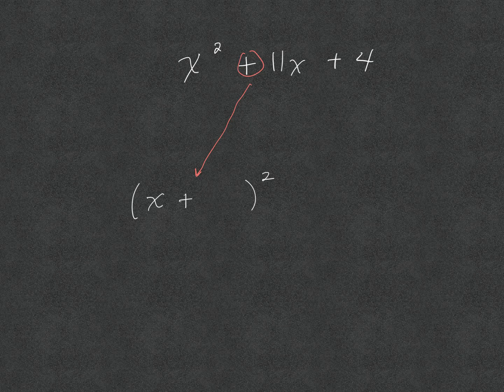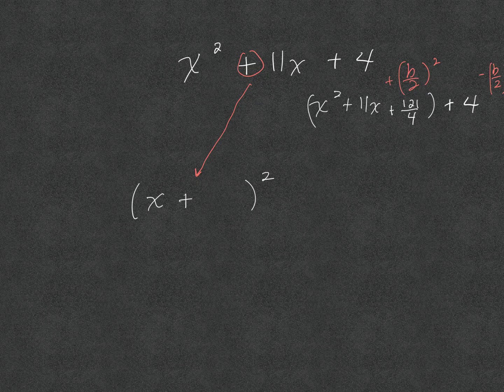All right, welcome back. Okay, so what am I going to do real quick? Well, it's the same step. I'm going to have x squared plus 11x in parentheses, and I'm going to have the plus 4 on the outside, and then what I'm going to do is I'm going to add b over 2 squared, and I'm going to subtract b over 2 squared. Okay, so what is that going to give me? Well, 11 over 2 squared, 121 over 4. Add that.